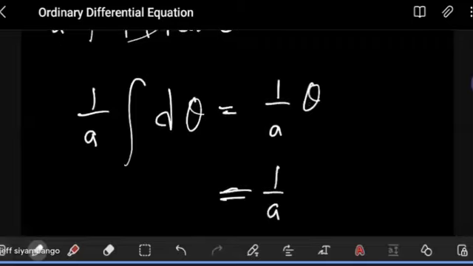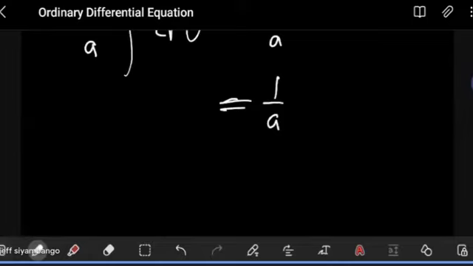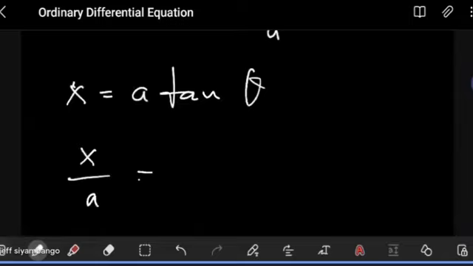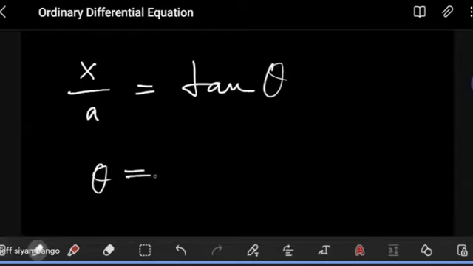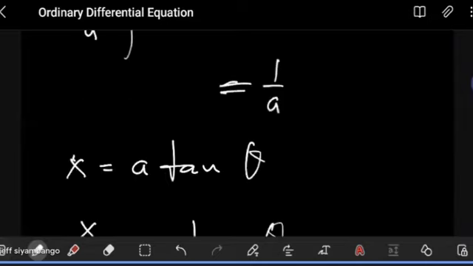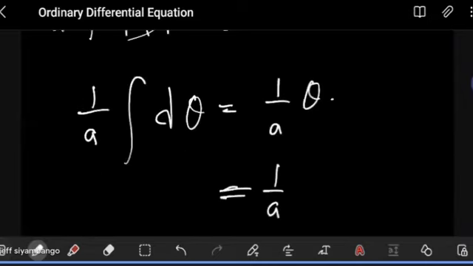Since we said x equals A tan theta, in this case you first have to say x over A equals tan theta, so theta would be equal to tan inverse of x over A. Then you get that expression for theta and place it here. You get the standard integral for that form as 1 over A times tan inverse of x over A.